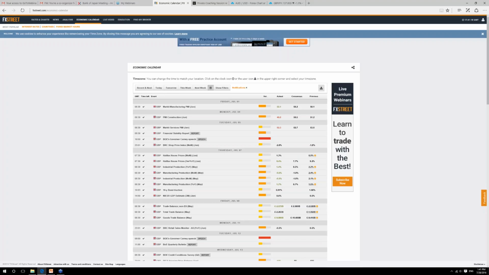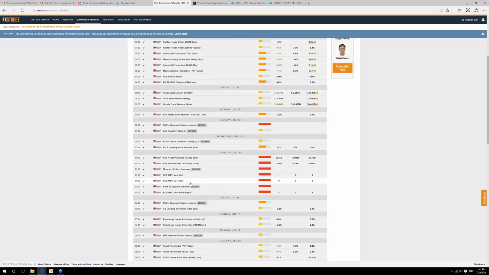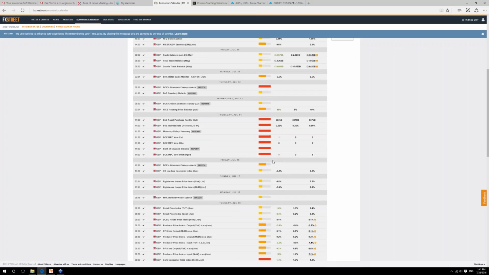Their PMI at the beginning of the month came in mixed. We had red and green. Industrial production, we had in green, right? The vote, actually, on the interest rate decision, we were expecting them to cut the rates. Obviously they didn't. I don't know why people were expecting that after Brexit. Why would they do that? By a majority of the vote, they did not change their interest rates.